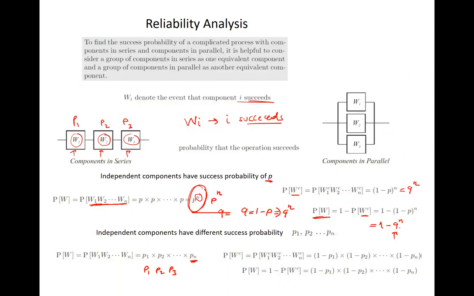If they do not have the same success probability, then we have to write each of this, which is going to be given like this. Okay, a little bit complicated. We can convert this into simply, we can take, for example, Q1, Q2, Qn as the failure probabilities. Then there's going to be Q1, Q2, and Qn.